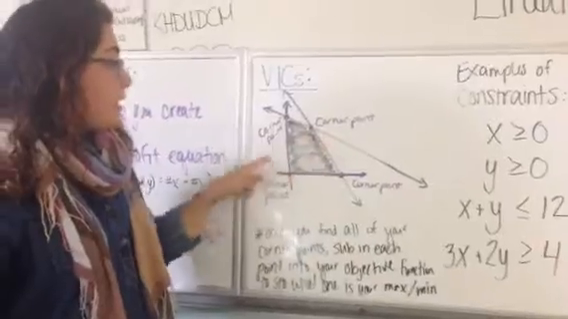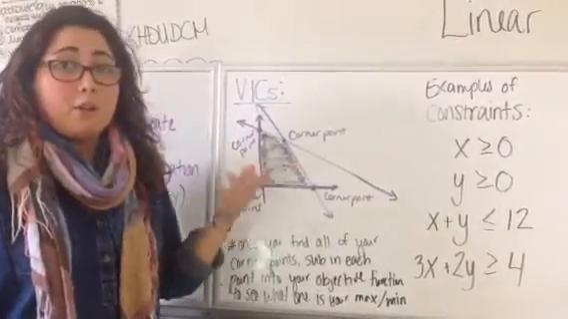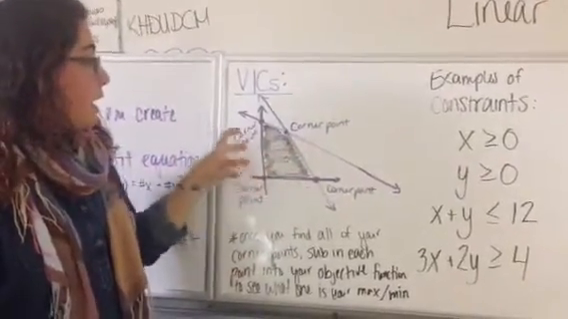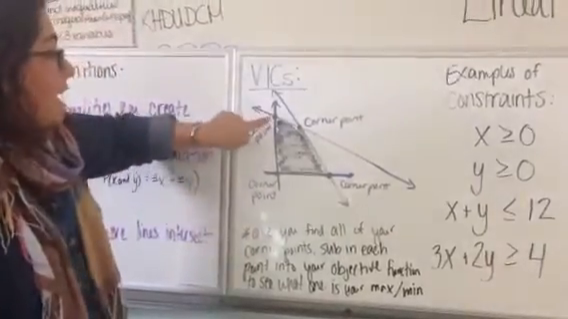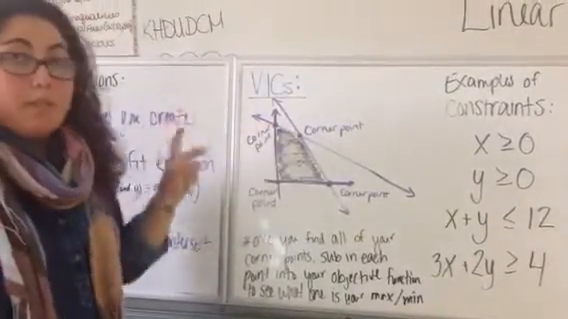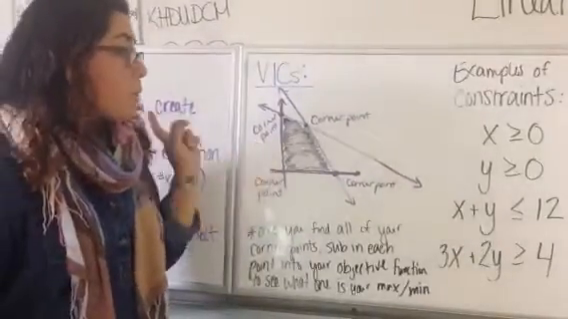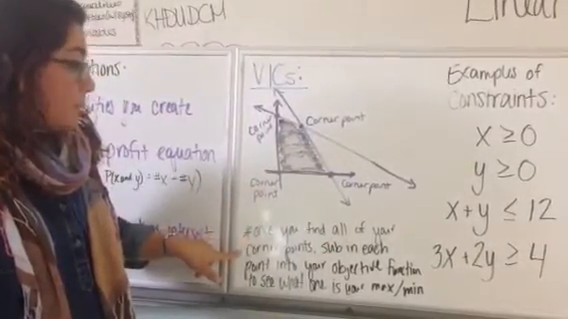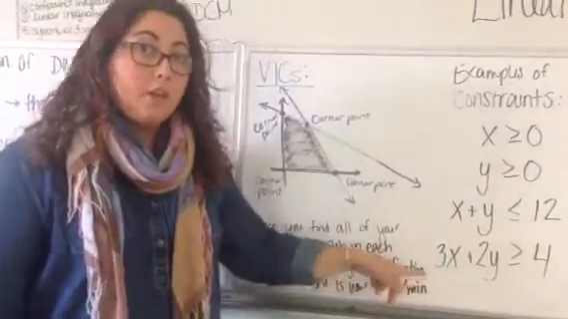Oftentimes, you'll find that it is a shaded region that's known as a polygonal convex region that is kind of an overlap of all of your constraints put together. At each point where two of those lines, two of your constraints, intersect, is considered to be a corner point or one of the vertices. Once you find all of your corner points, it should be how many corner points you have or how many equations that you have.